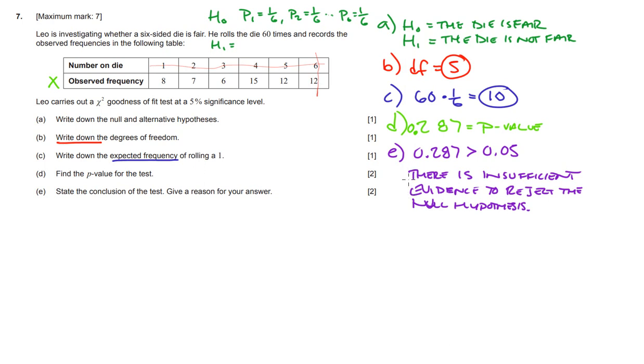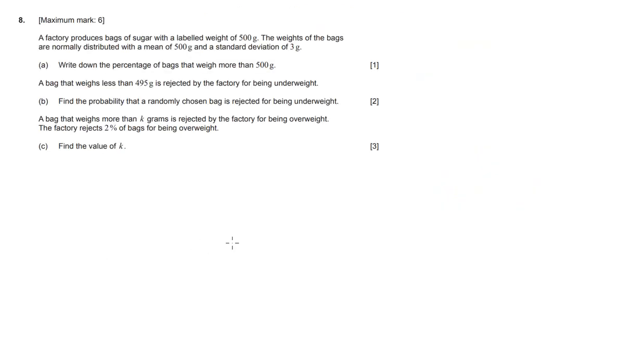Though it seemingly seems like it's saying the same thing, you definitely want to write that there's insufficient evidence to reject the null hypothesis. We haven't proven that it's true. We just don't have enough evidence to say that it's not true, which is, I know, again, weird, but that's okay. All right, let's take a look at number 8 here.